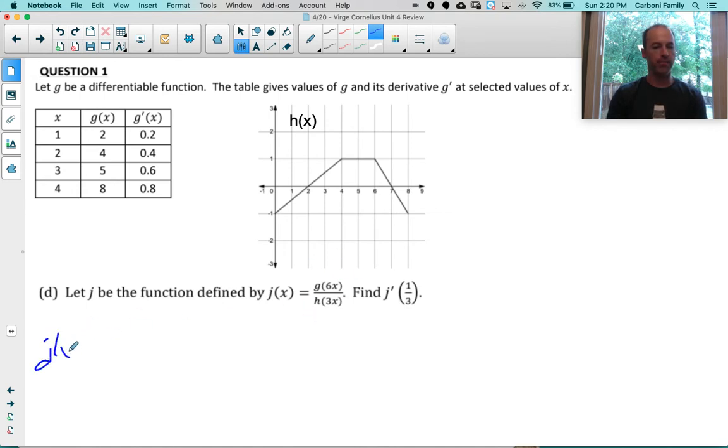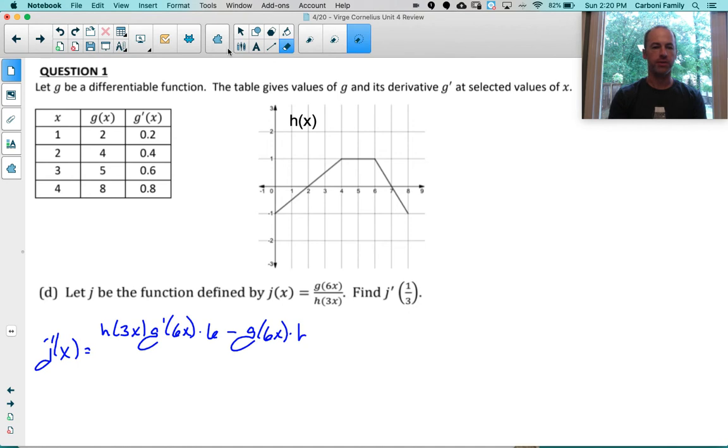J prime of x. Now j prime of x is low d high, so h of 3x times d high, which is a chain rule, g prime of 6x times 6. So that's low d high minus high, which is g of 6x, d low would be h prime of 6x, 3x.